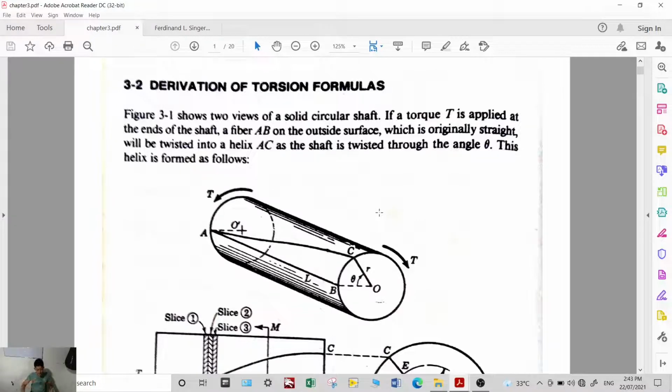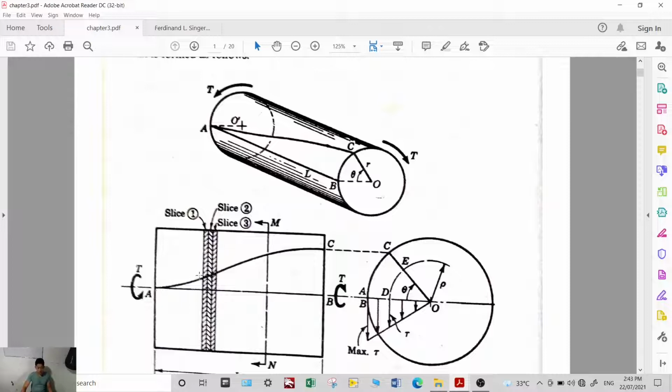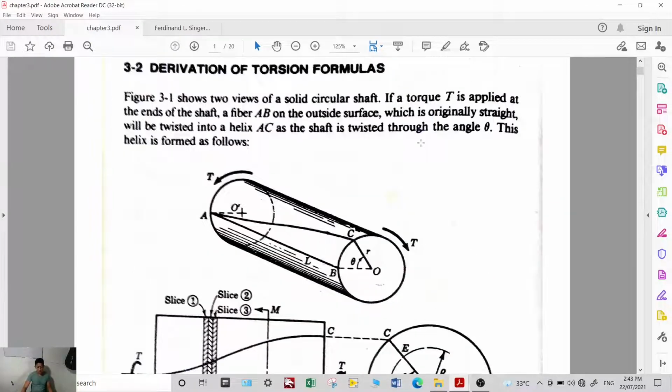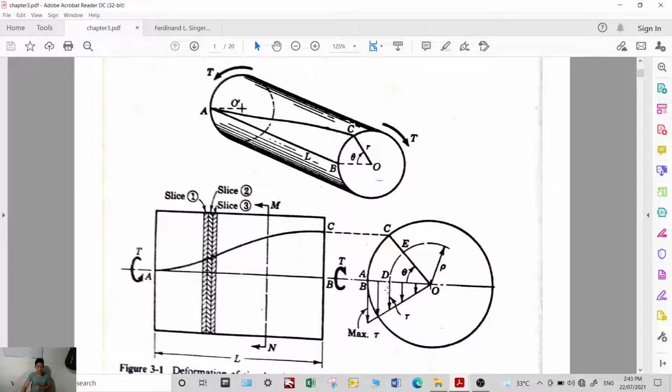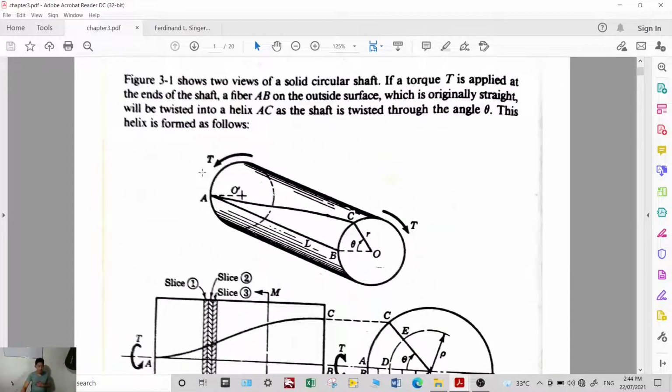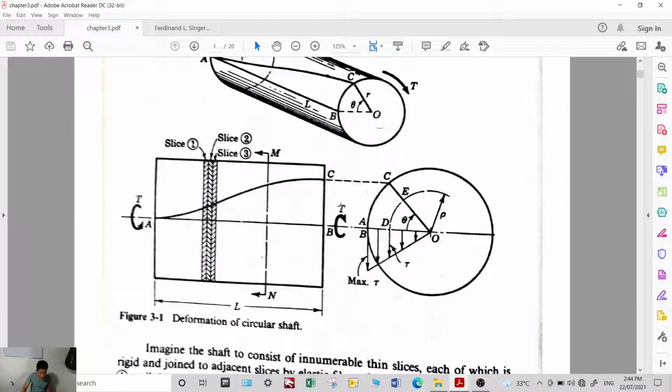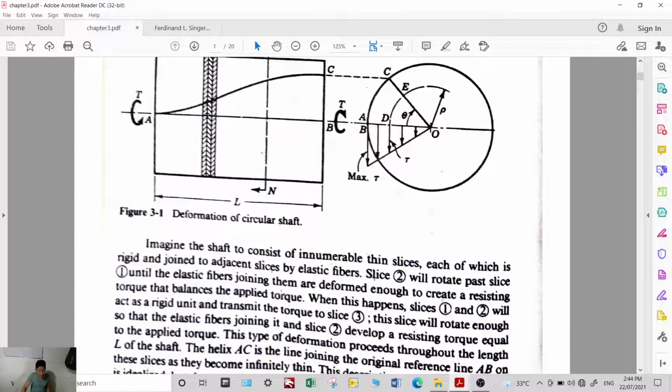Now, if you apply this torque, what will happen is that this fiber AB will twist into a helix, through the angle theta. So, asa ang angle theta kani? Kung mo-front view ani, mo-deform na siya og angle theta. This helix is formed as follows.